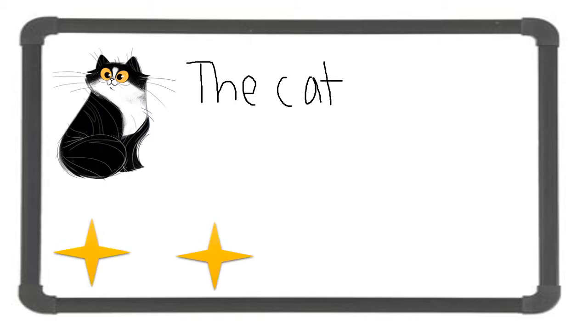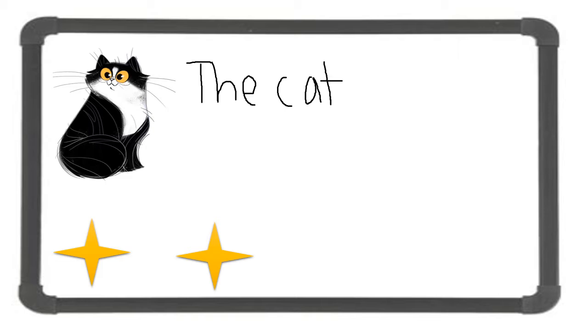So we started with the, and now we need the noun, which is a person, a place, or a thing. So our person or place or thing is our cat. So we're going to write cat, the cat, C-A-T, the cat. So now we have a capital letter and a noun. Because we have a capital letter for the, and we have a noun, cat, we now have earned ourselves 2 stars because we have a capital to start and a noun.